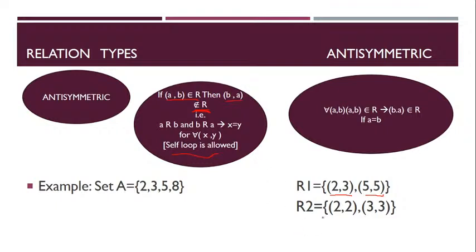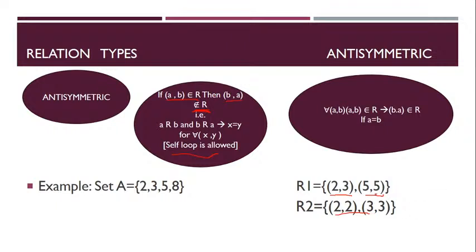And that's why in R2, only some of the self loops are mentioned, not all. Yes, it is saying self loops are allowed. Whether you mention all or not, it has no effect. Where does having all the self loops matter? In case of reflexive only. It requires all the self loops. In case of antisymmetric, self loops are allowed, and it is not mandatory.